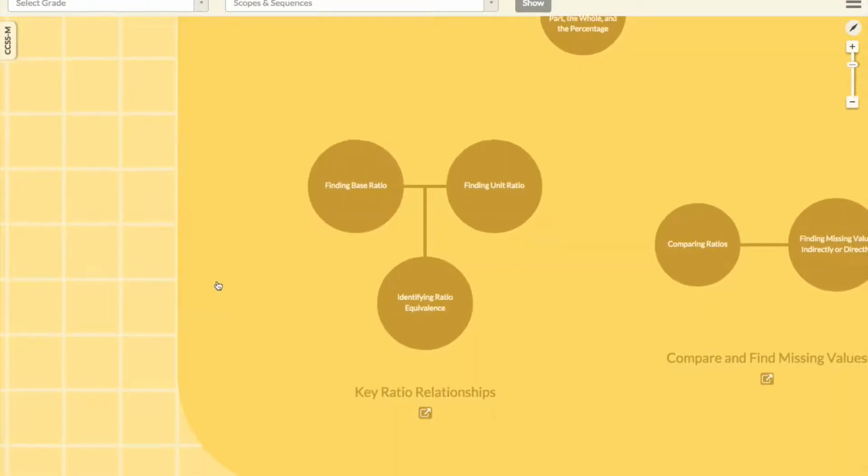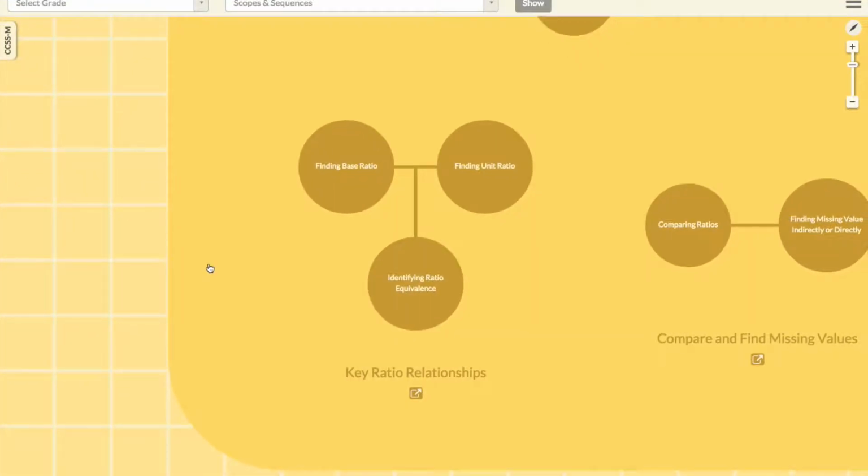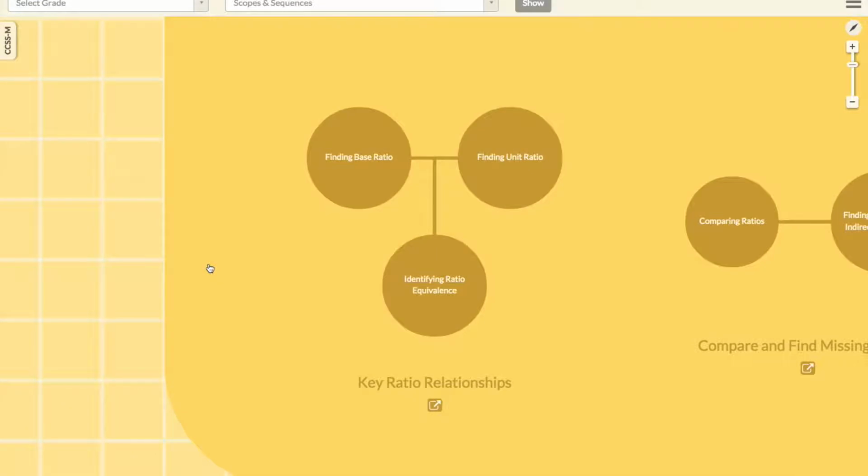A cluster's shape communicates the suggested sequence of the constructs. In the cluster on key ratio relationships, students first need to engage with the idea of ratio equivalence. They can then explore the concepts of base ratio and unit ratio, but in either order. Students work with these ideas in multiple representations, tables, double number lines, and graphs, to demonstrate their proficiency on a diagnostic assessment in this cluster.